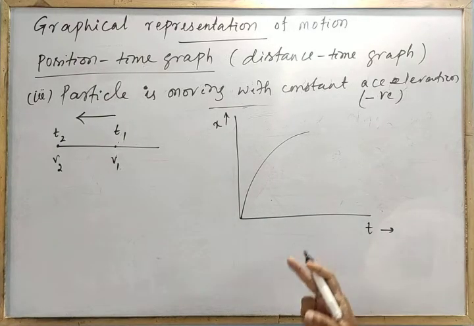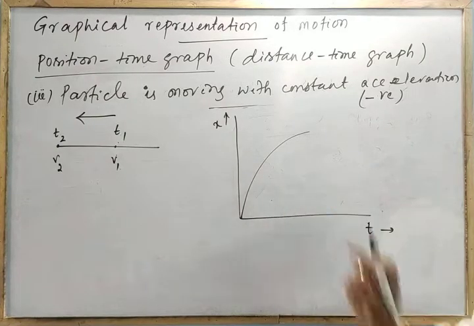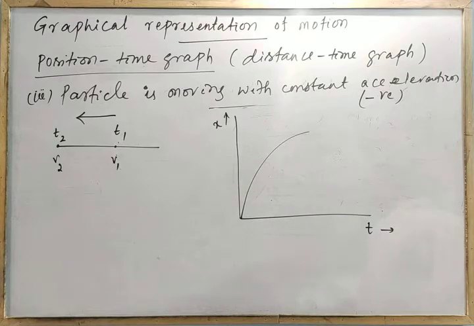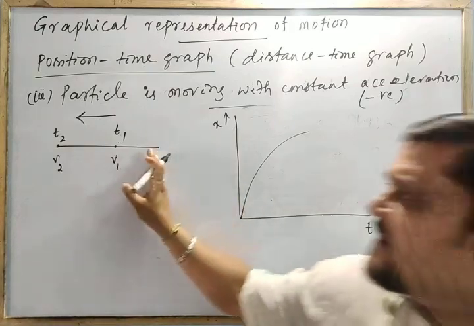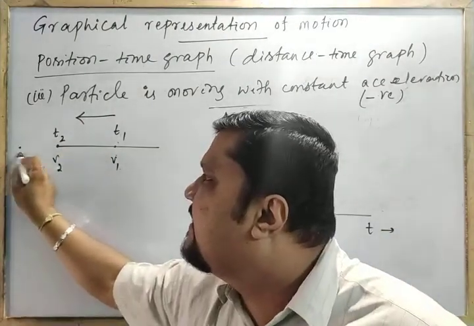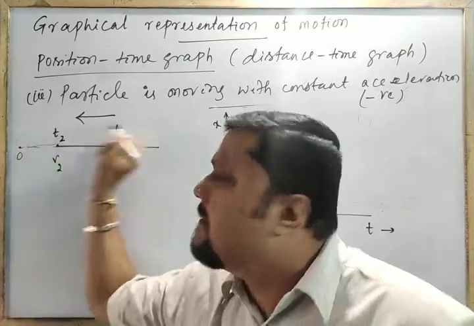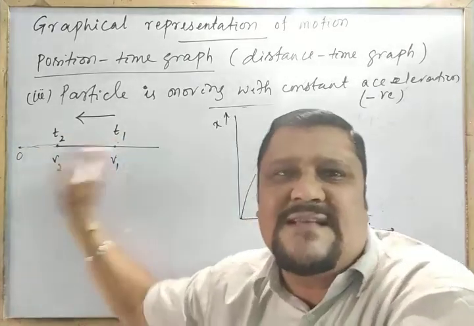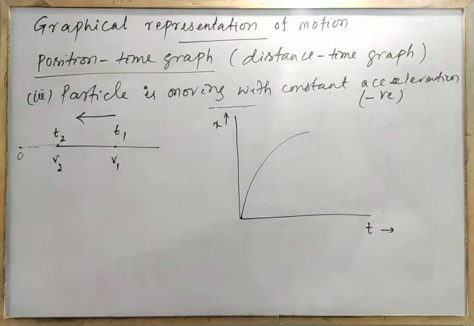So the position time graph or distance time graph for a slowing down, retarding motion is decreasing with the time. The distance is decreasing with the time because the particle is moving towards the origin. Origin is somewhere here. You are standing here. The particle is going towards you. So naturally the distance is decreasing. So you can show it like this.